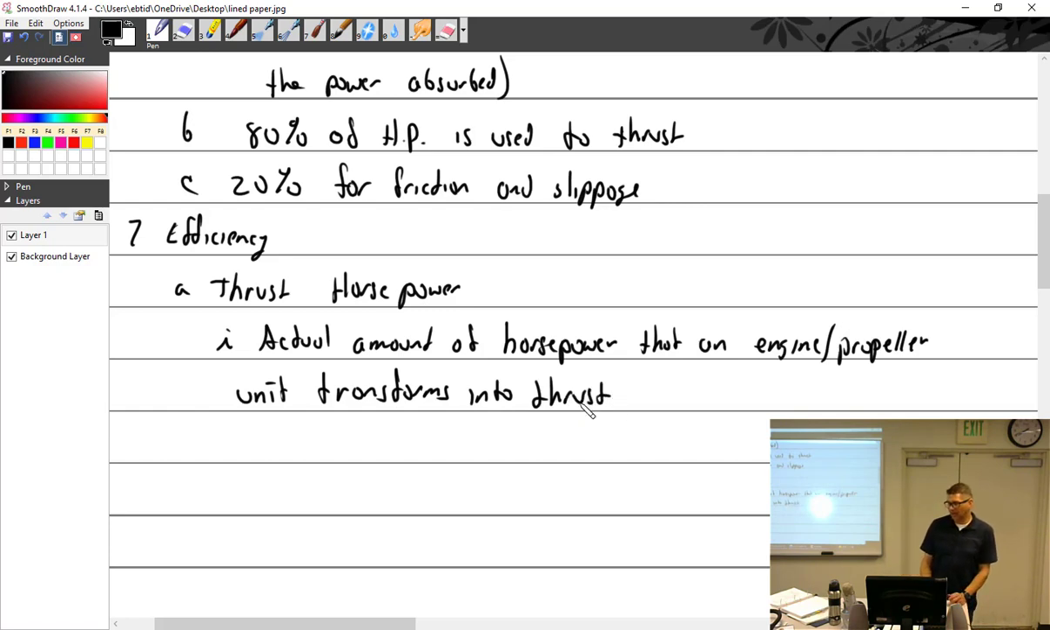So if we go back to talking about horsepower from last semester, we had theoretical horsepower, then we had brake horsepower. The brake horsepower is what you get at the prop flange, actual. That was your theoretical minus your friction equals brake horsepower. Take the brake horsepower, add how efficient the prop is, and you get your thrust horsepower. Put it all together.